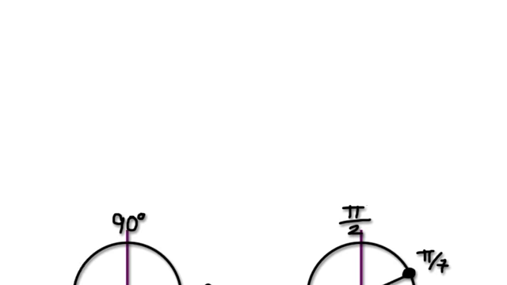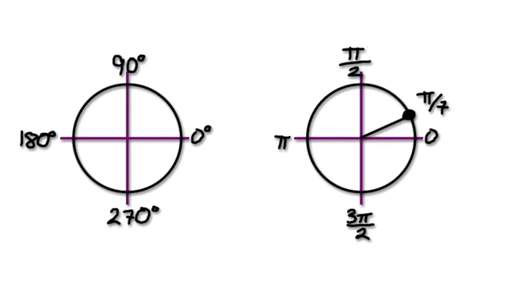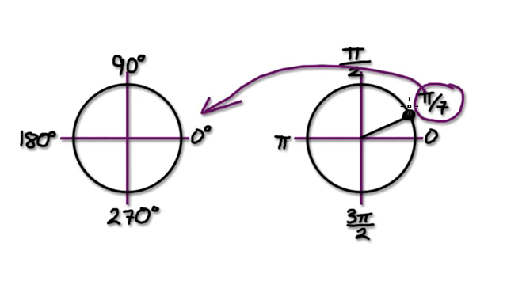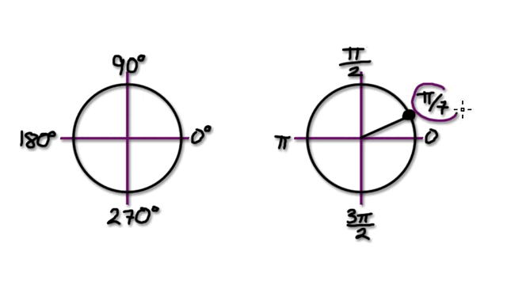In the previous video, I showed you how to convert from degrees into radians. Now in this video, I will show you how to convert from radians into degrees. Okay, so as an example, how would you convert this into degrees here?